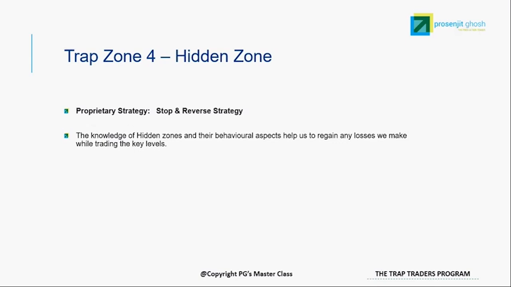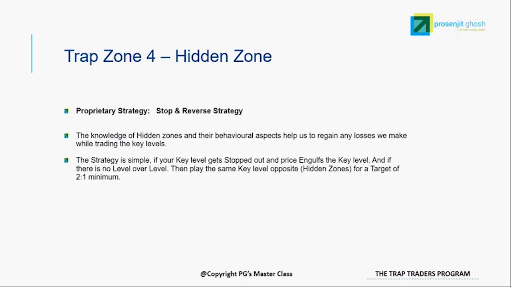So the knowledge of hidden zones and their behavior helps us to regain any losses we make while trading the key levels. So even if your key level, your MIP, your break limit zone, your reverse zone gets broken, nothing to worry, because those will turn into hidden zones and you can trade them opposite to recover your losses. The strategy is simple.